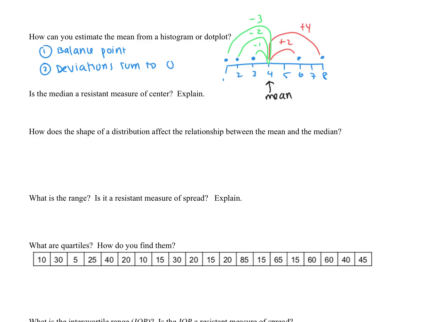Okay, moving on to median. Do you think that median is resistant? Yes. The median is not going to be affected by outliers because it's just the number in the middle.